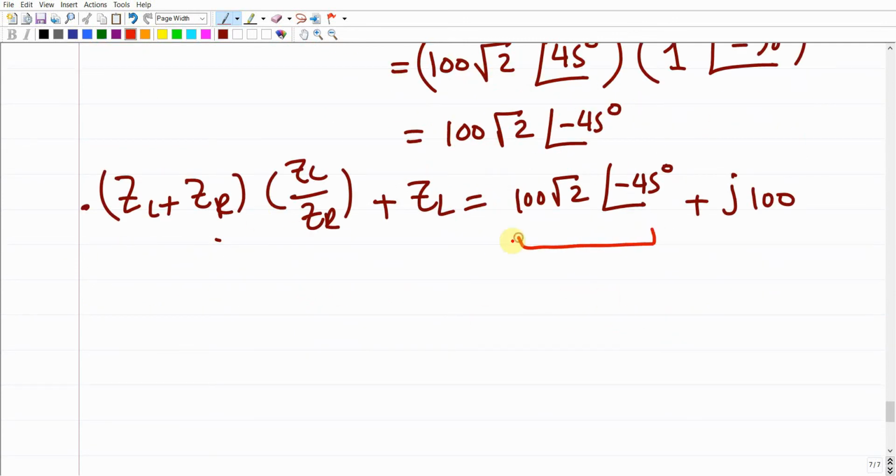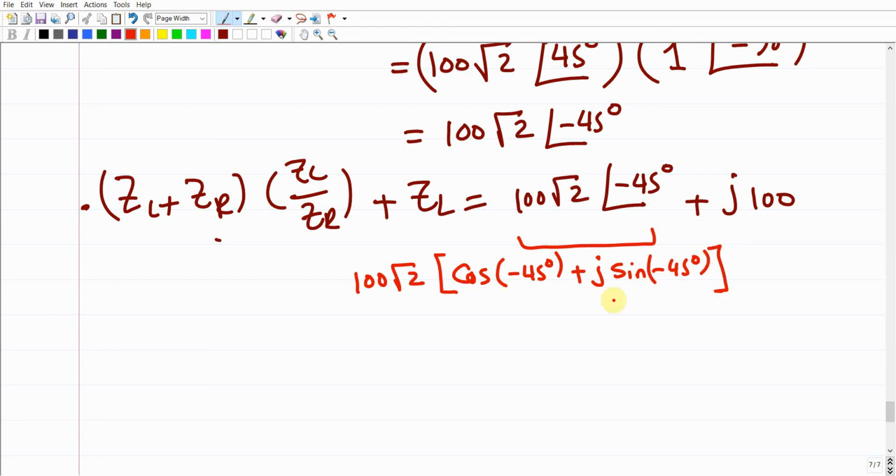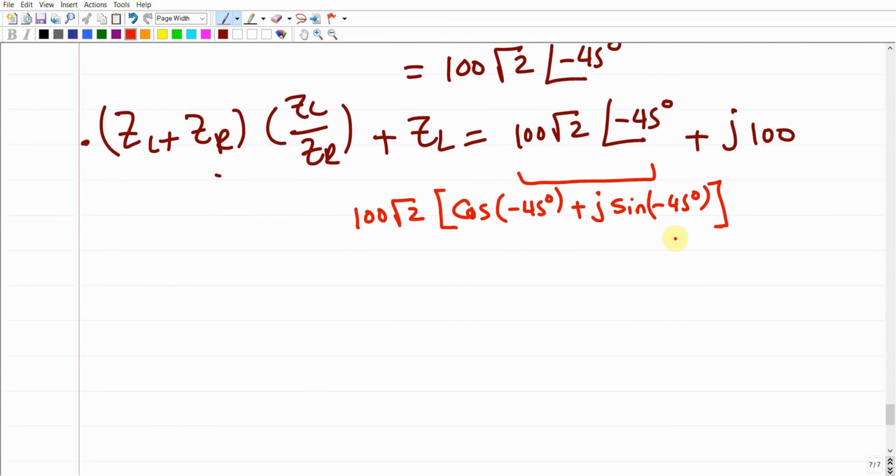So the rectangular form of this term should be 100 square root of 2 times the cosine of the angle, which is negative 45 degrees, plus the J of the sine of negative 45 degrees. Remember that the cosine gets rid of the sign, but the sine rejects the sign, the negative outside, right? So doing these calculations, we're going to end up with a real number plus an imaginary number plus another imaginary number.